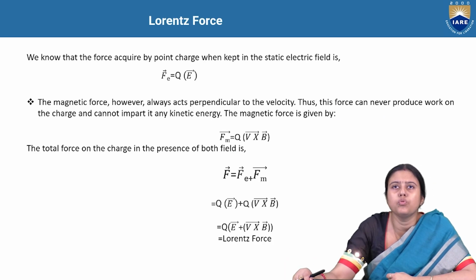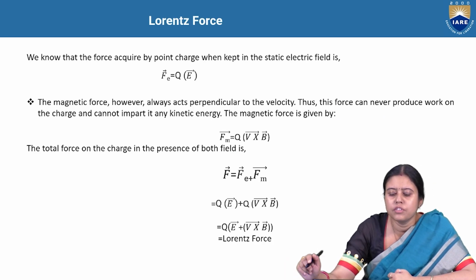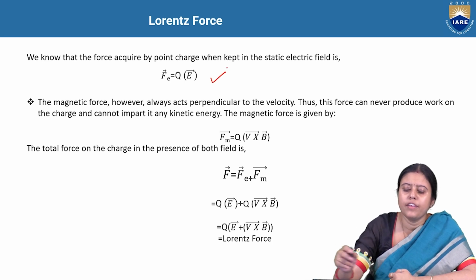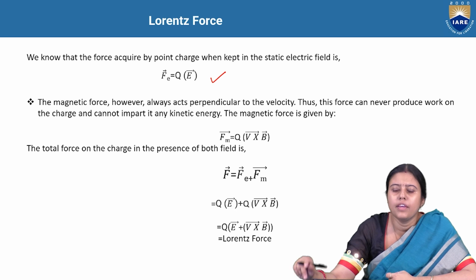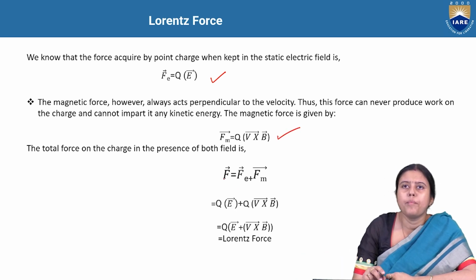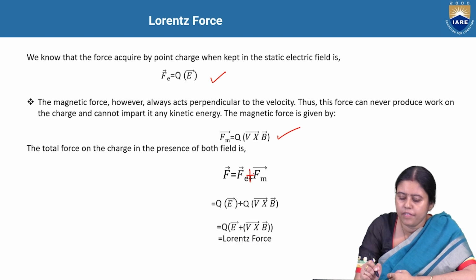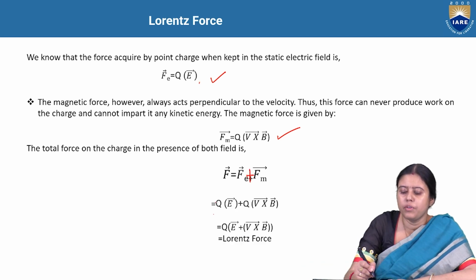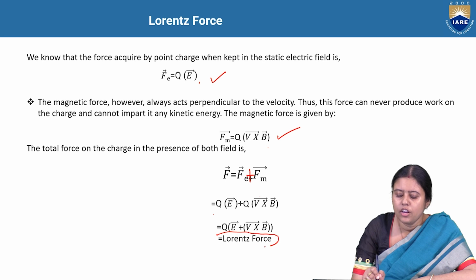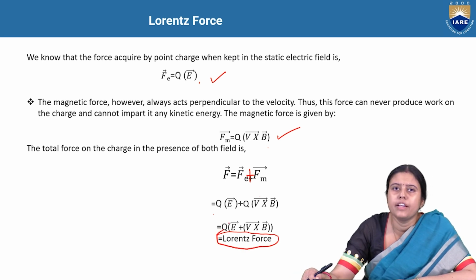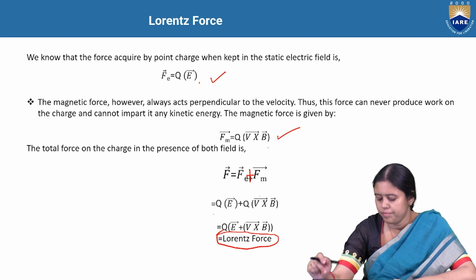So if we combine these two equations, we get the force due to the static electric field, Fe, equal to Q into E. Similarly, for the magnetic field, we get Fm equal to Q V cross B. If we combine together, F equals Fe plus Fm, where Fe is Q into E and Fm is Q V cross B. This gives the Lorentz force. This chapter is about the Lorentz force.